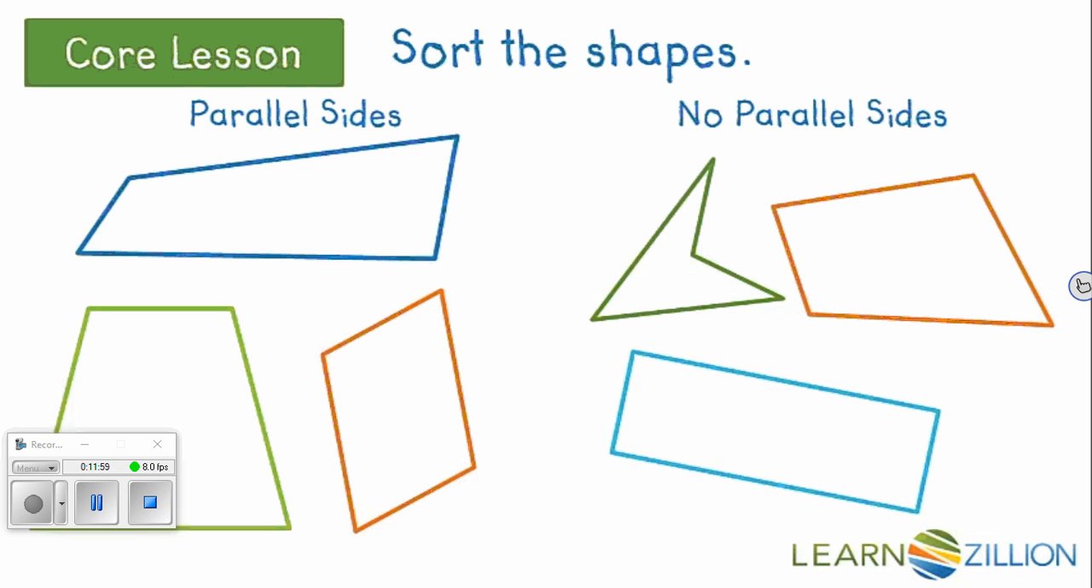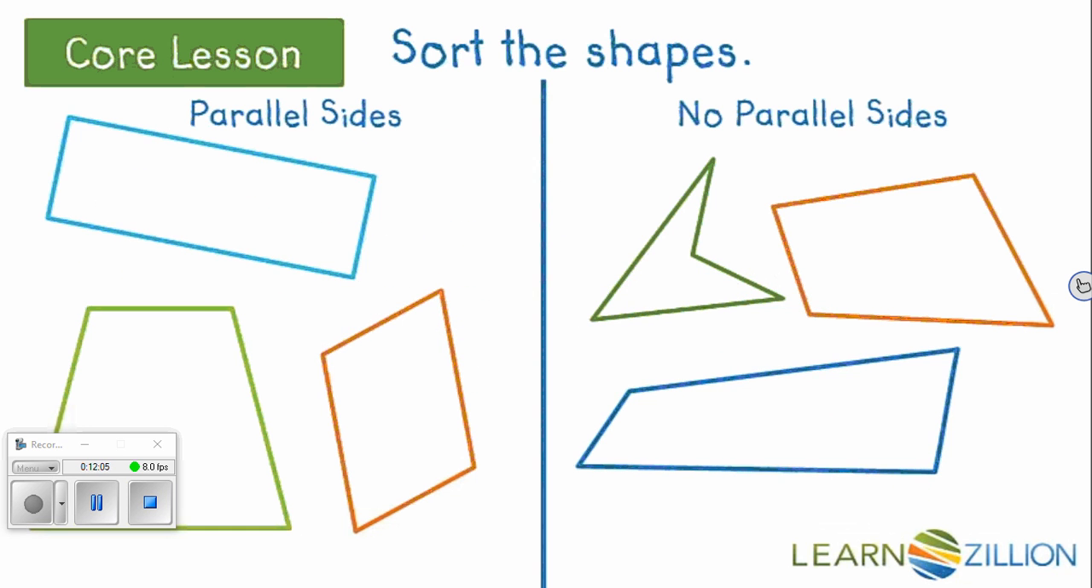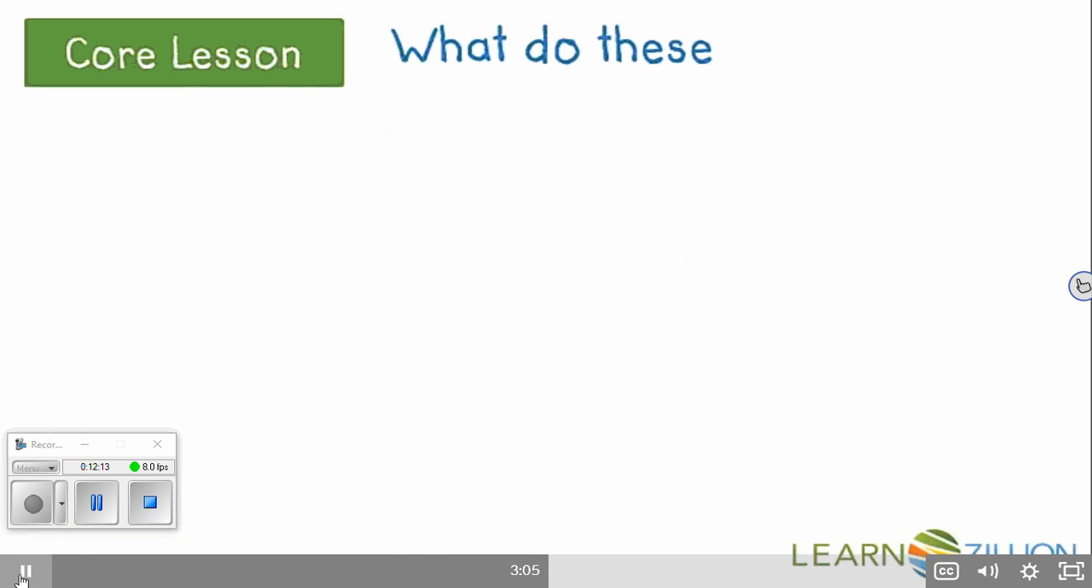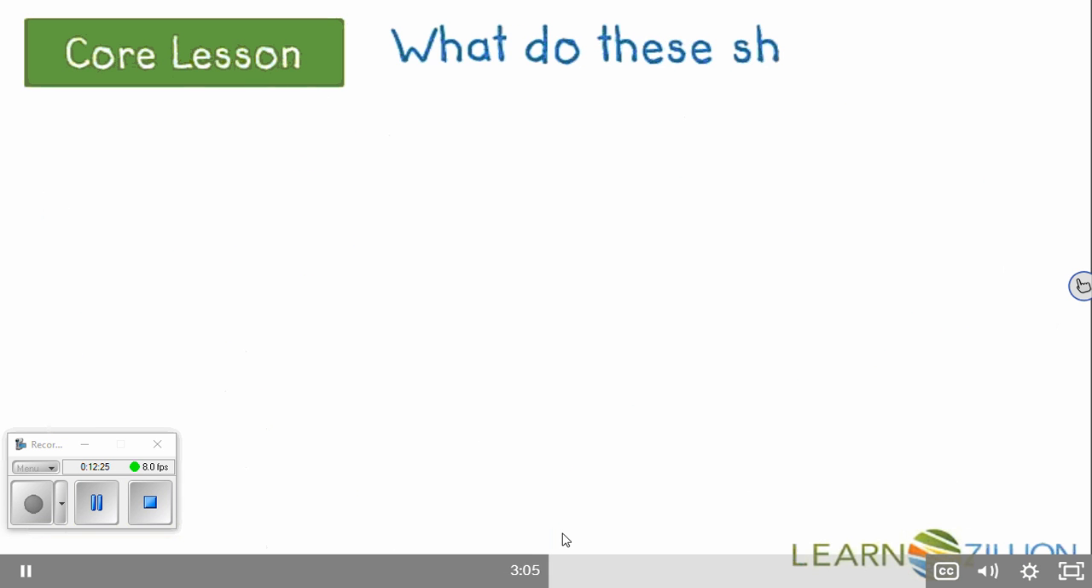Only this one does. So let's put these shapes in their correct places. Draw a line down the center. All of the shapes on the left have at least one pair of parallel sides, while the shapes on the right do not. So, take a look at these shapes. I know we said maybe this orange one might, but I guess it does not. It might just be angled farther. Okay? It's okay.